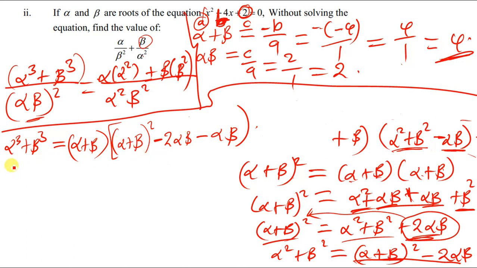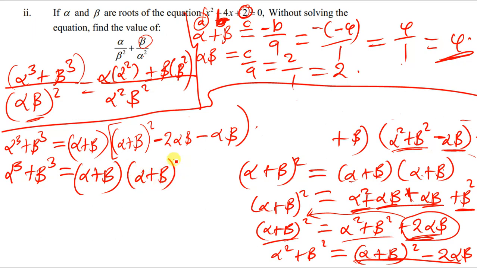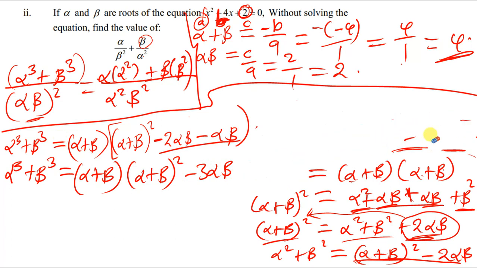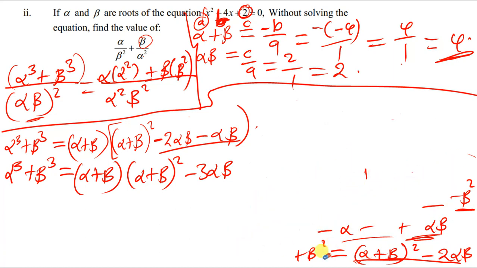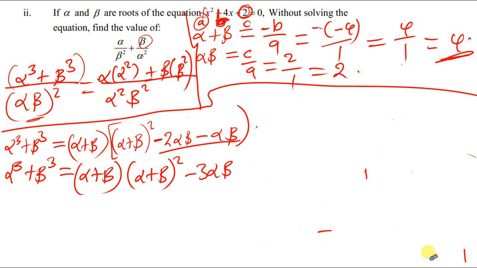So when you simplify this, you are going to have alpha cubed plus beta cubed being equal to alpha plus beta, open and close brackets there. Then you have alpha plus beta squared, and this part will give you negative 3 alpha beta. So that is an expression that we're supposed to find. Let me just put them in brackets. And so this part is supposed to be in brackets.